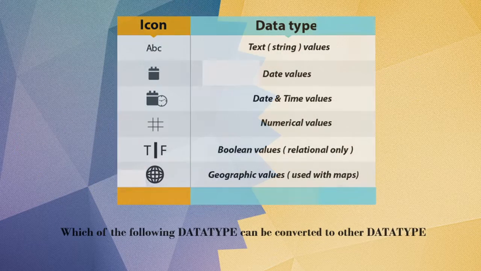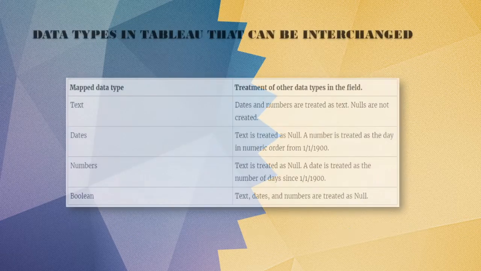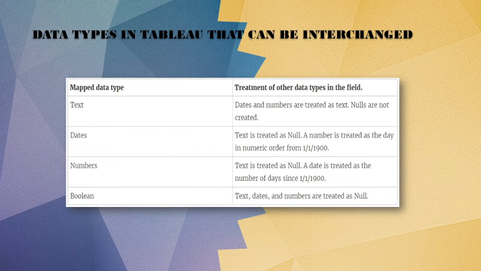The other question was, which data types of Tableau can be converted to other data types? And the answer is, we have these 4 types of data types that can be converted to other forms. So now you can see all these data types, that is text, date, number and boolean, can be converted to other data types. So we'll be moving towards Tableau now to show you the conversions of these data types.